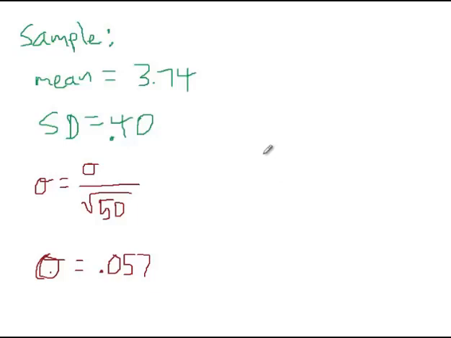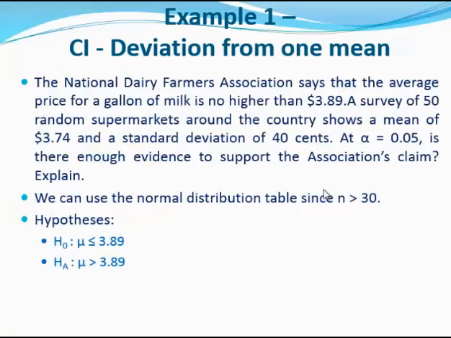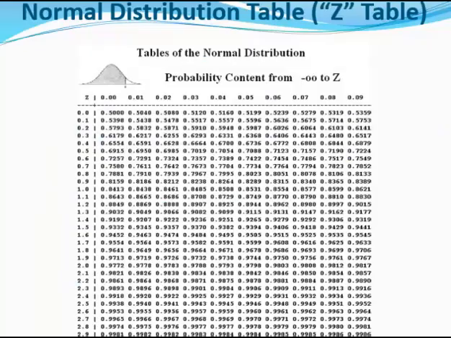Now we have to go find out what our confidence interval is. Okay, well, what did we say we wanted? Back to our example. We wanted the alpha to be 0.05, which means a confidence of 95%. And so we're going to look on the normal distribution curve. We have more than 30 samples. So we're going to look at the normal distribution table.